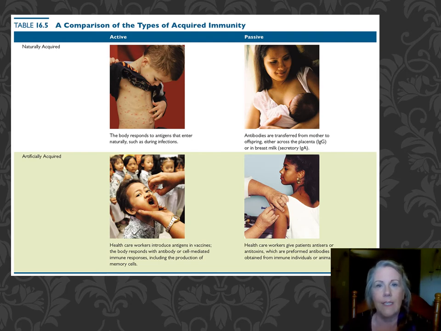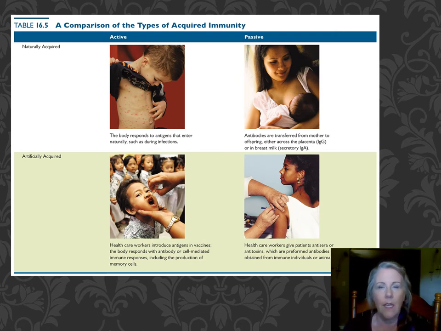So your body is now making these in relation to the antigen, right? Or the part of the antigen, or the anti-sera. Now, over on the right, so the bottom right, what do we see? We see someone getting an injection. This is an example of passive artificial acquired immunity.